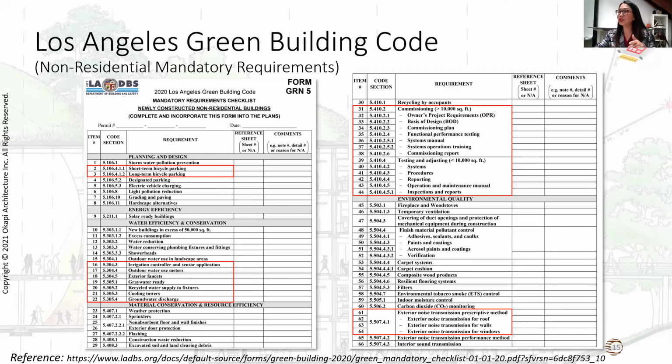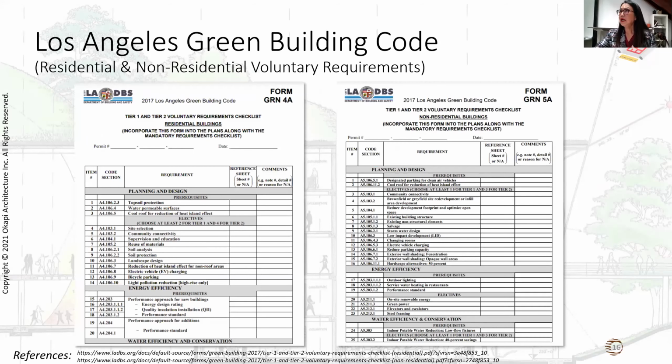And so this one is non-residential. The previous one is residential. This is all LA City. Remember I was talking about the tier concept, and the tier concept is what they describe as a voluntary requirement. So LA City also developed their voluntary requirements.